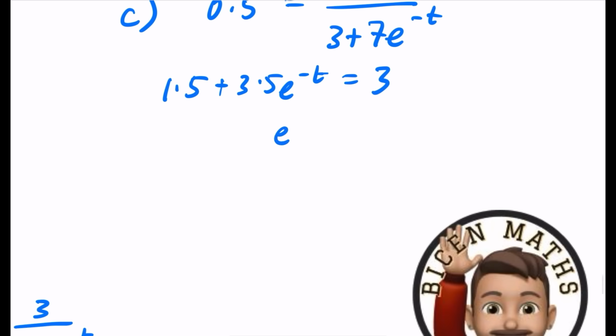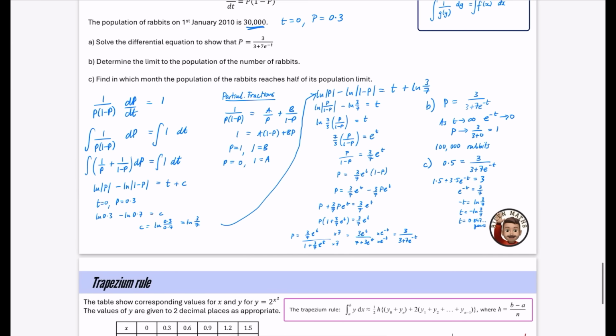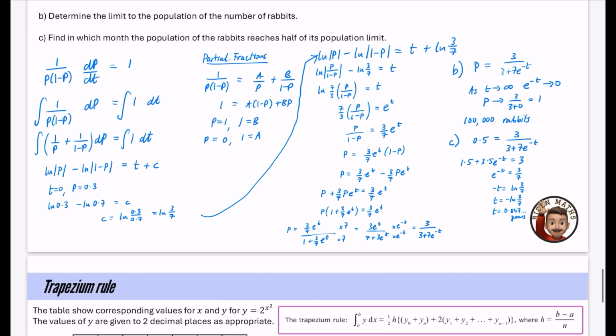So this is going to be making e^(-t) the subject. I will do 3 minus 1.5, which is 1.5, divided by 3.5, that is 3/7. So minus t is the ln of 3/7. So t is minus ln of 3/7, which is 0.847 years. But the question says in which month it reaches half its population limit.